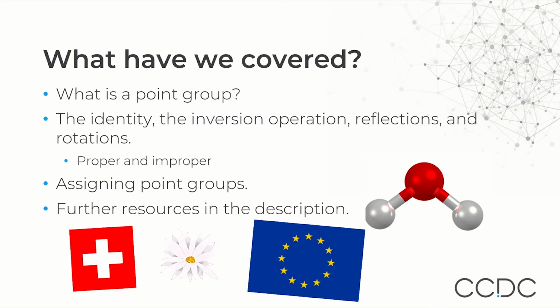Well done for making it to the end of this video. Today we've learned what a point group is, been introduced to the identity operation, the inversion operation, reflections and rotations, remembering that an improper rotation combines rotation with a reflection in a perpendicular mirror. We learned the symbols for the elements associated with these operations, and we practiced identifying them to assign point groups to molecules. The next step is to explore what symmetry exists in crystals when molecules pack together in repeating patterns.